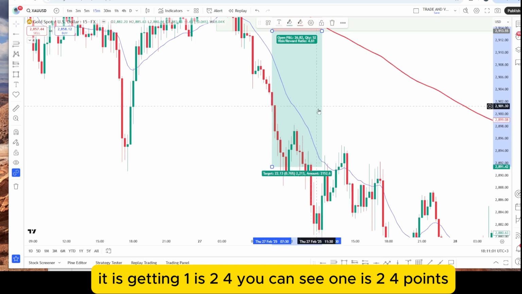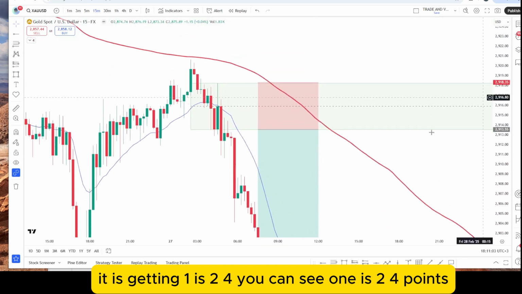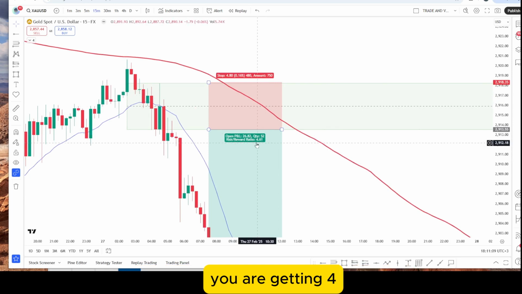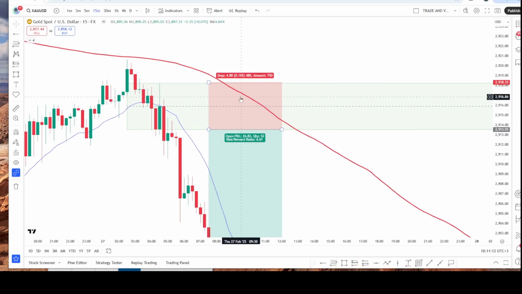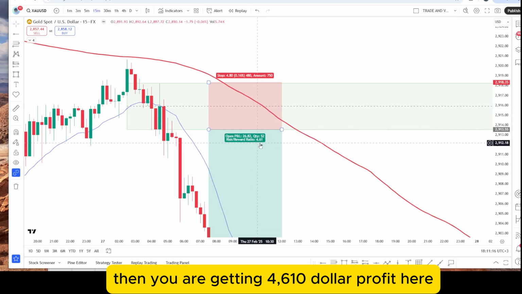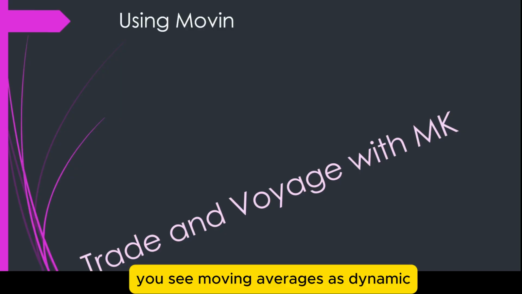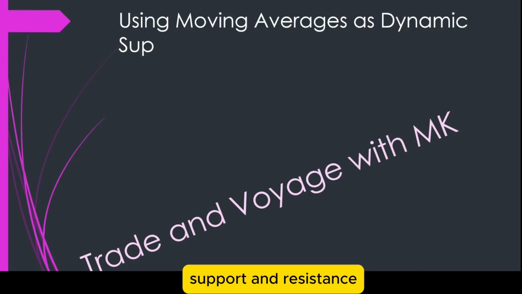It is getting 1:4. You can see, 1:4.6. If you are risking $100 here, you are getting $461. If you are risking $1,000, then you are getting $4,610 profit here.